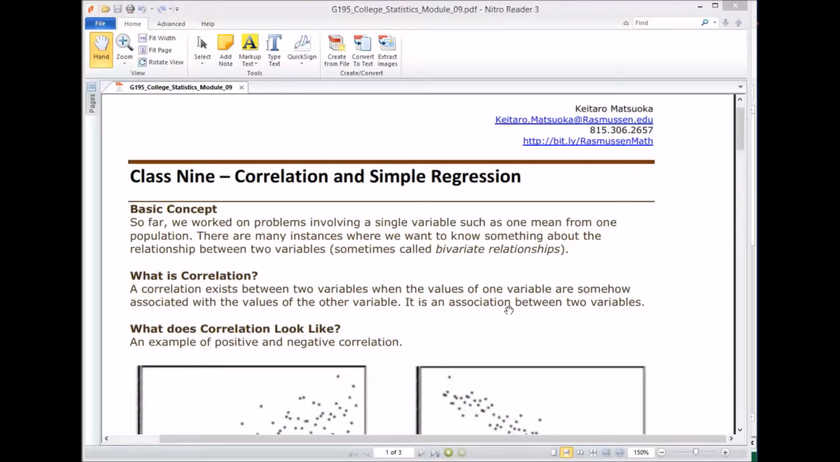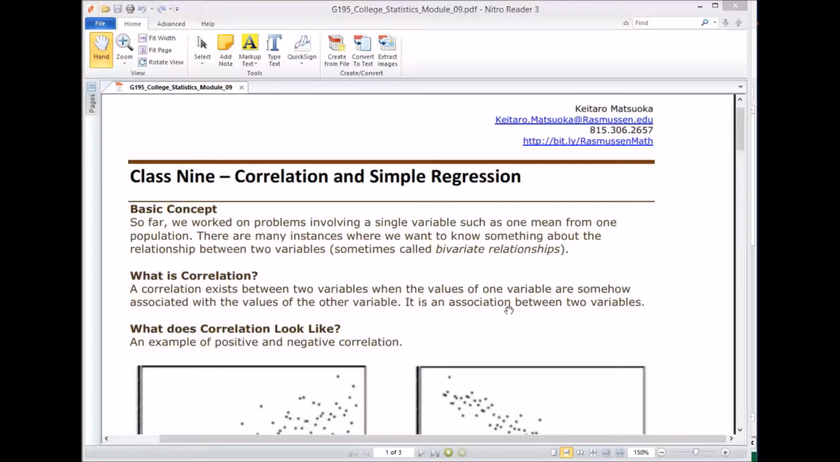Okay, Module 9. So far we have looked at single variables such as the mean, the population, and the proportion. These are the things we focused on. But there are other instances where we want to know the relationship between two variables. The concept is sometimes called a bivariate relationship. One of those things is a correlation.